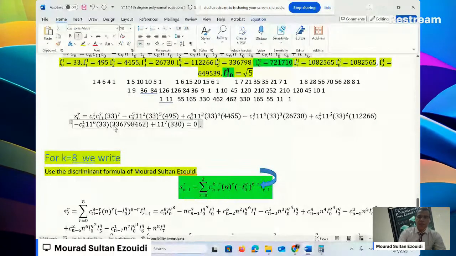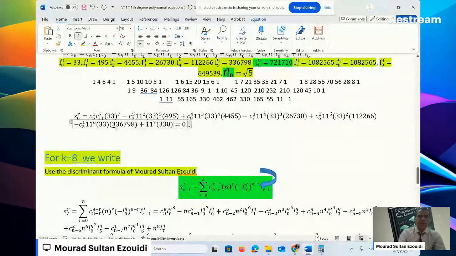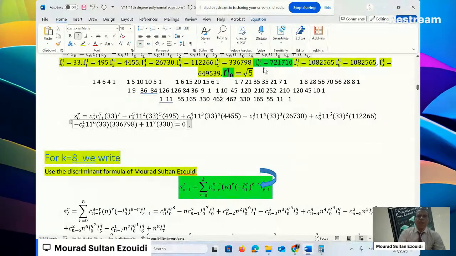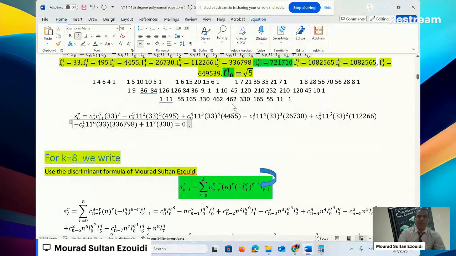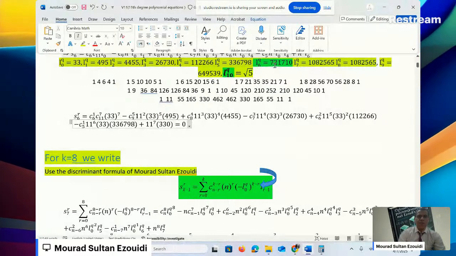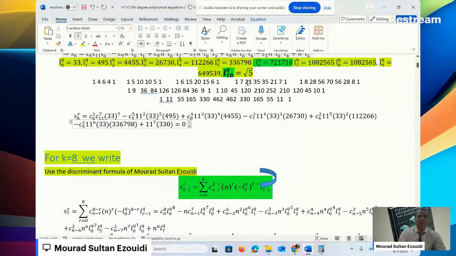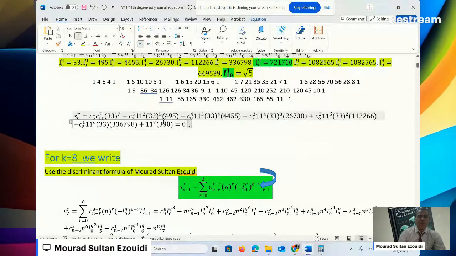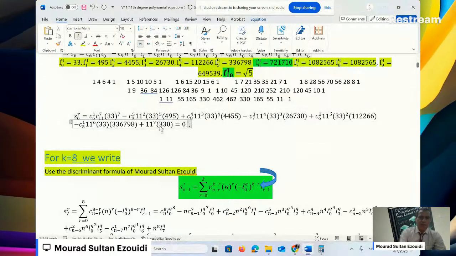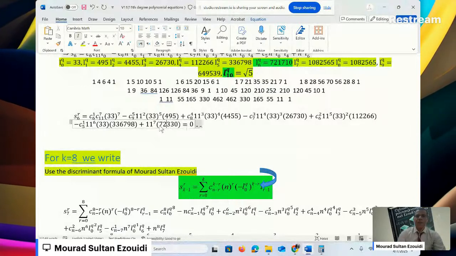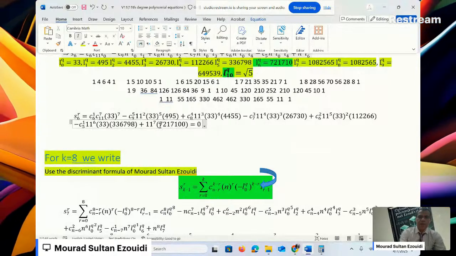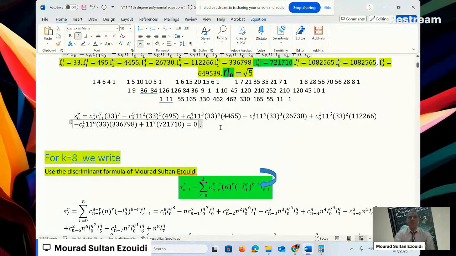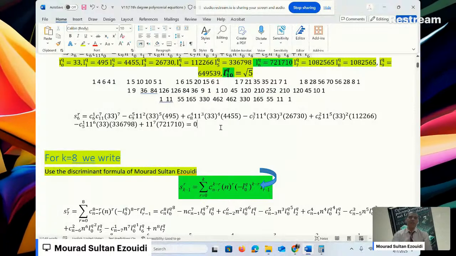336,798 plus, okay, and 8 and 6. We obtain at 6, isn't it? Okay. So and 6 it will be 721,700, 121,000, right? 710. Okay. So this one, my kids, is equal to 0.